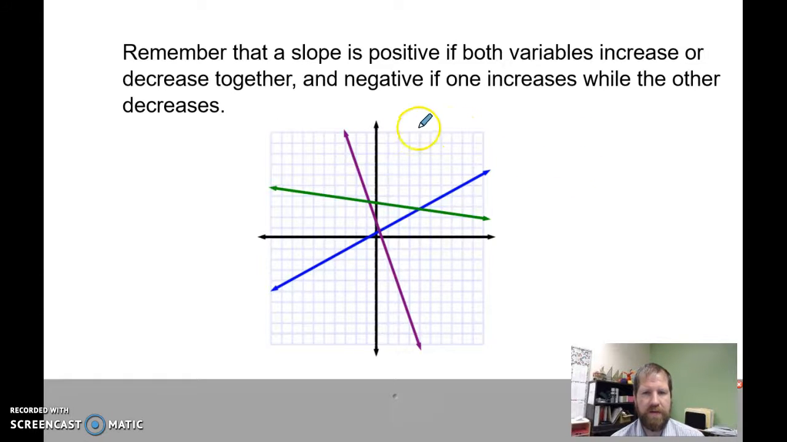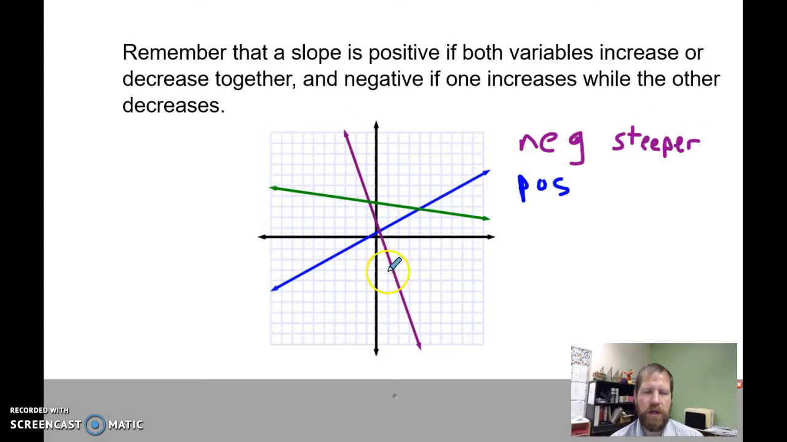Okay, if I'm comparing this purple line and the blue line, and I was comparing their slopes, I would say that the purple line has a negative slope while the blue line has a positive slope. So purple is negative and blue is positive. And I would say that the purple line has a steeper slope. Okay?